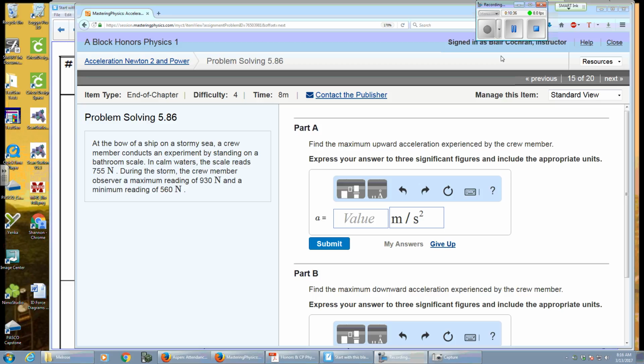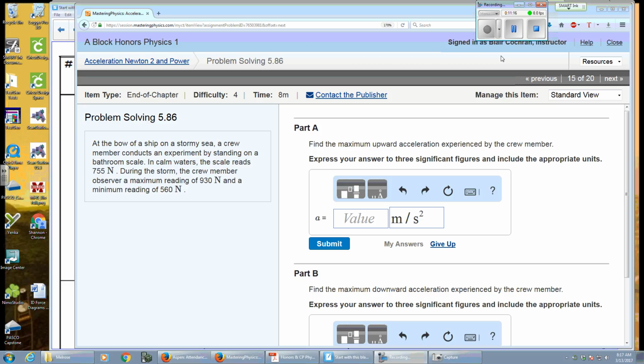You've got the crew member standing on the bow of a ship. I like this problem because it's an elevator problem without the elevator. One thing to always keep in mind, what force does a scale measure? No, not the weight. Not the gravity, which by another name would be the weight. Normal force. Normal force. You gotta keep repeating that to yourself.